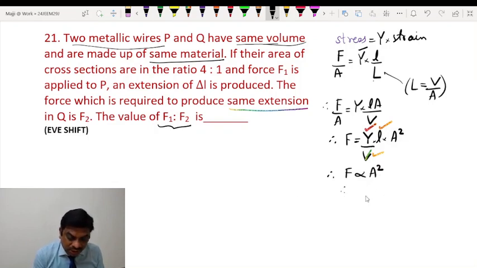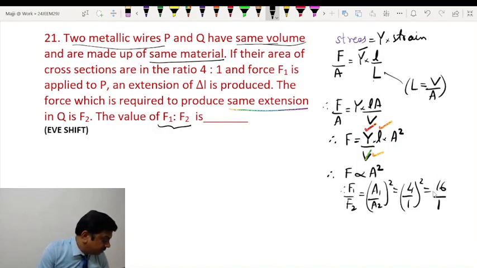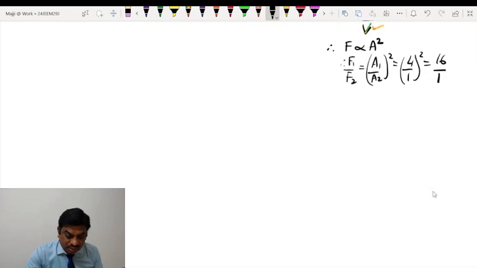So the ratio of force will be the square of the ratio of areas, and the ratio of areas is given as 4:1. So the square of that will be 16:1. It will be 16:1. Okay.